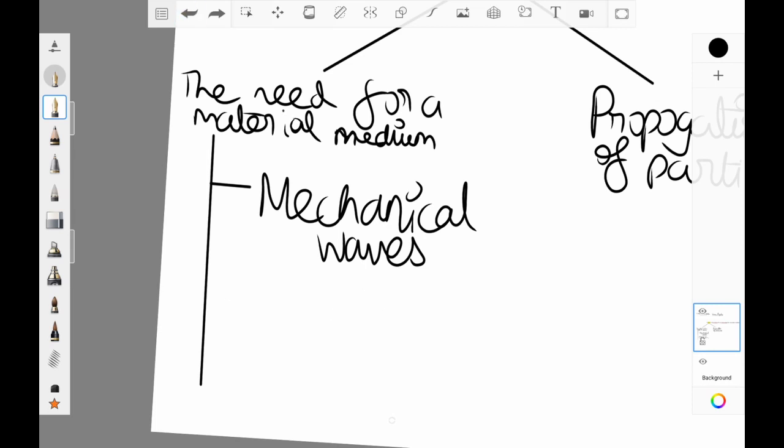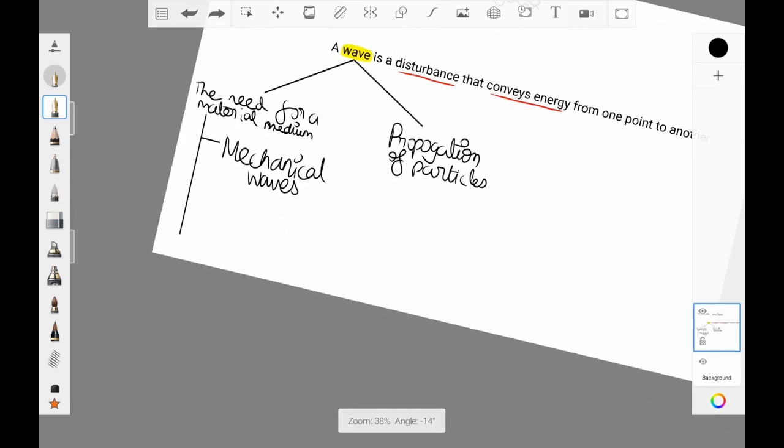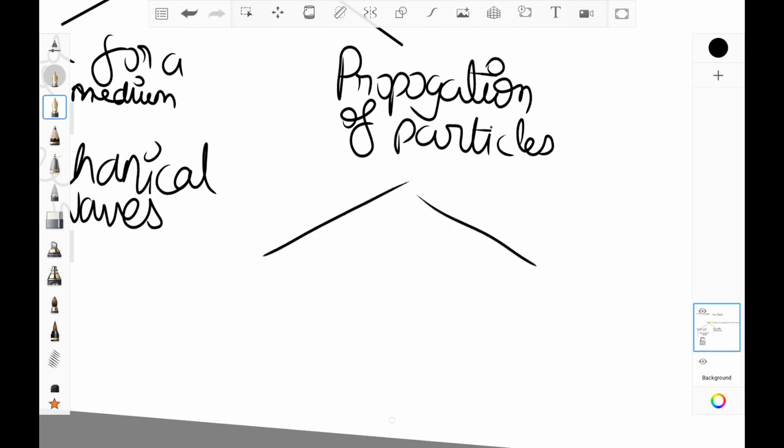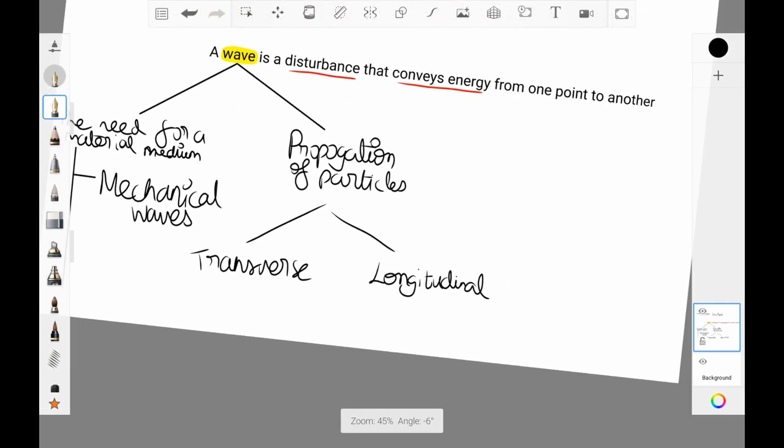And yeah, those are the most common examples of mechanical waves, and that's really the only thing you need to know about them. Now we come on to the propagation of particles, where you can subdivide waves into two types, those being transverse and longitudinal waves.